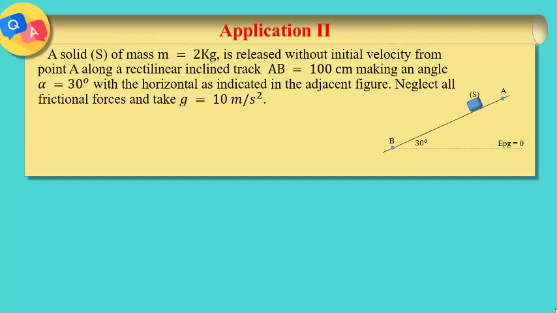Consider this application. Application 2: a solid S of mass m equals 2 kilograms is released without initial velocity from a point A along a rectilinear track AB equals 100 centimeters, making an angle of 30 degrees with the horizontal as indicated in the adjacent figure. Neglect all frictional forces and take g equals 10 meters per second squared. First, calculate the gravitational potential energy stored in S at point A.